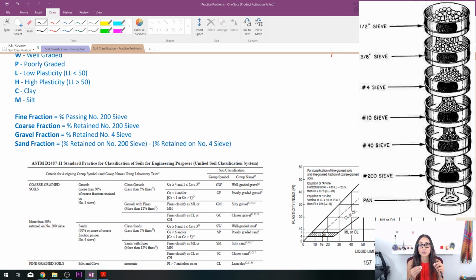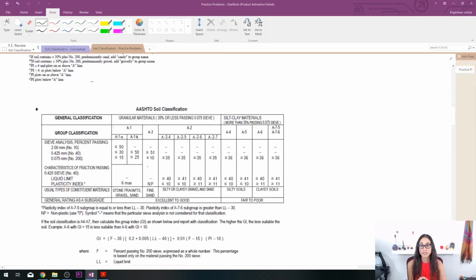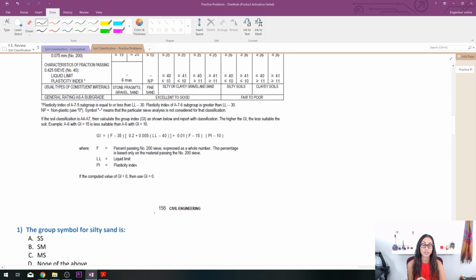The percentage retained on sieve 4 is the gravel fraction. To determine the sand fraction, we take the percentage retained on sieve 200 and subtract the percentage retained on sieve 4. As I mentioned in one of my previous videos, make sure you have the NCEES handbook open as you're studying, so you can locate all the equations and tables. For instance, this table I got from the NCEES handbook. The USCS table is on page 157, and the AASHTO table is on page 156.